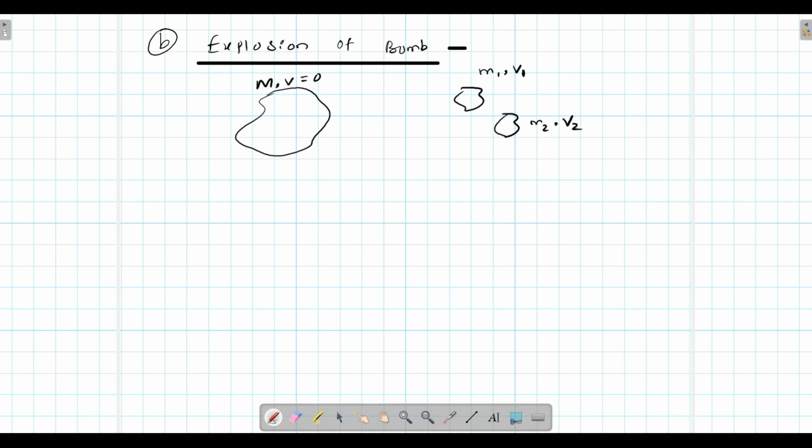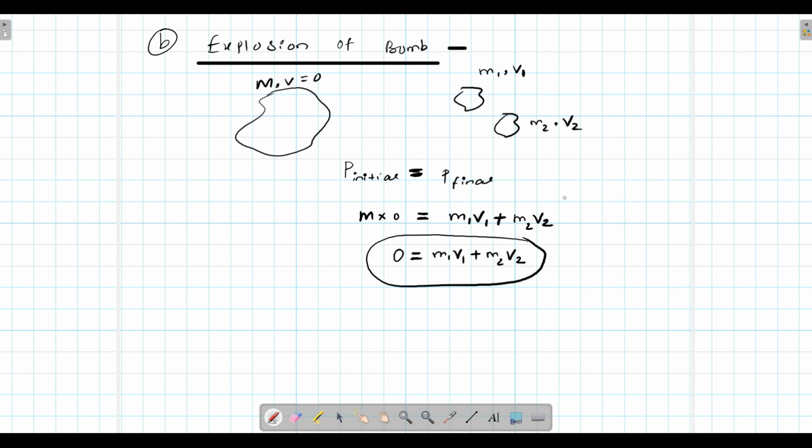So using this concept, initial momentum equals final momentum. Initial momentum is m into 0. Final momentum is m1 v1 plus m2 v2. So initial equals final, so 0 equals m1 v1 plus m2 v2. From this we can calculate the speed. So that is explosion of bomb.